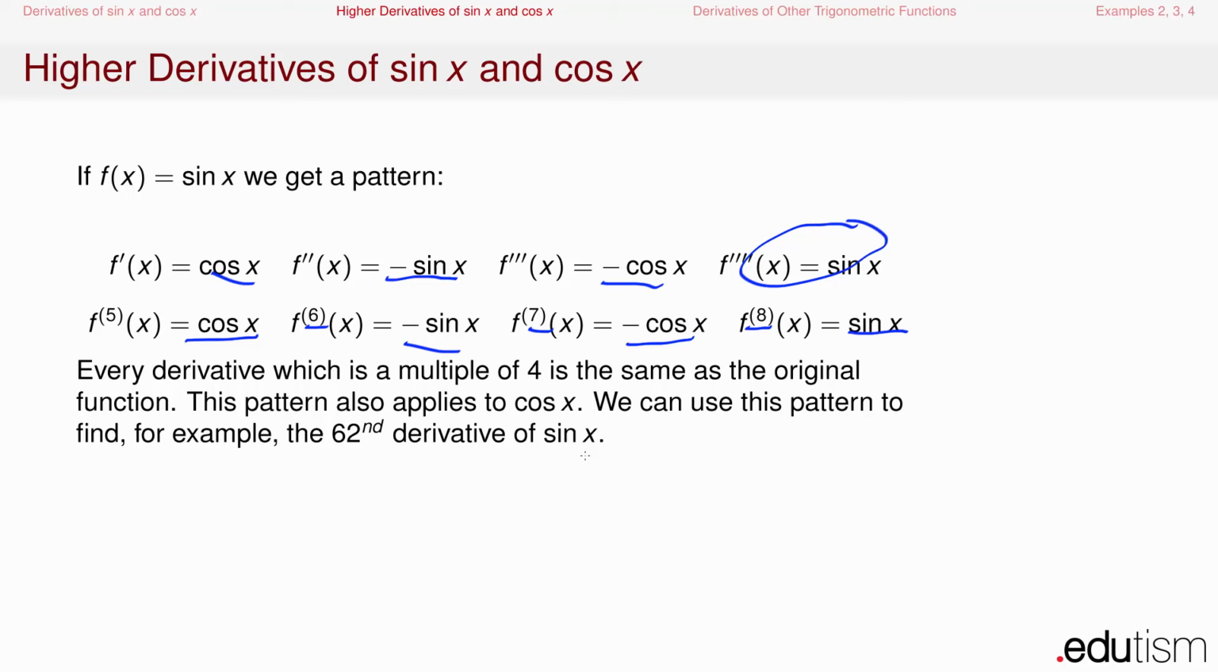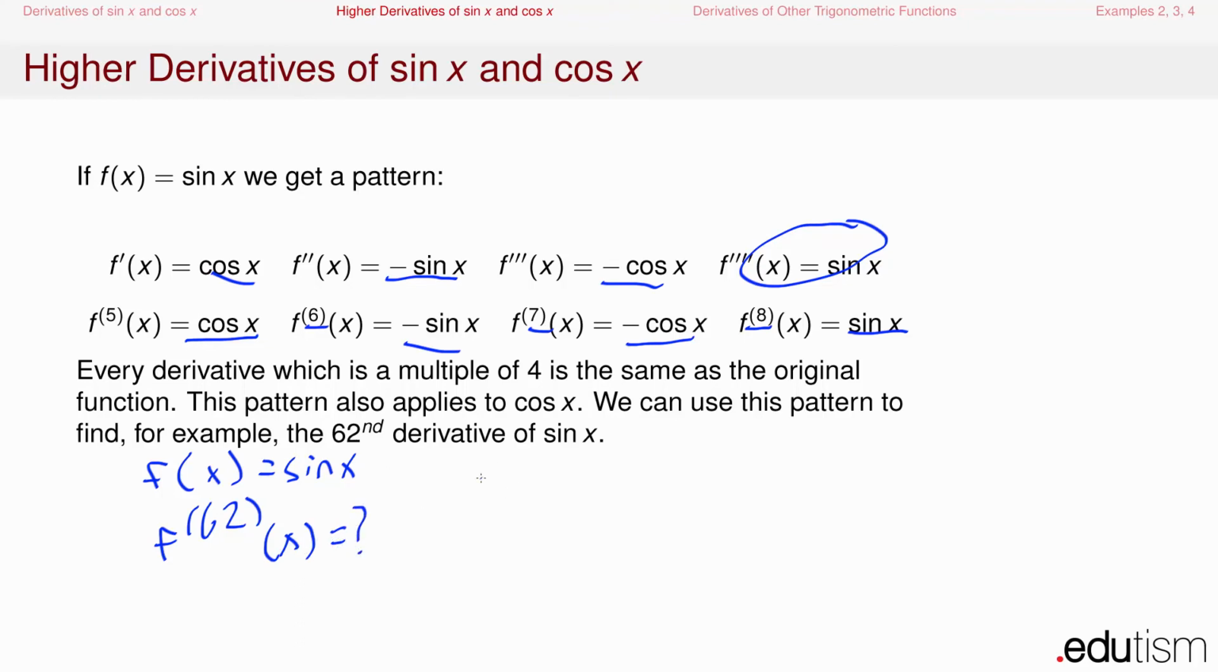If we wanted to take the 128th derivative of cos x, that would also be just cos x. Every derivative which is a multiple of 4 is the same as the original function. This pattern can be used to find, for example, the 62nd derivative of sine x. So the idea here is we're starting with the function f of x is sine x, and we want to find the 62nd derivative.